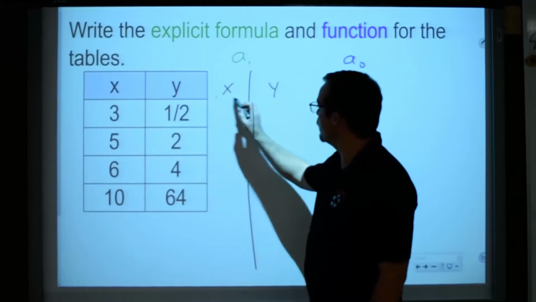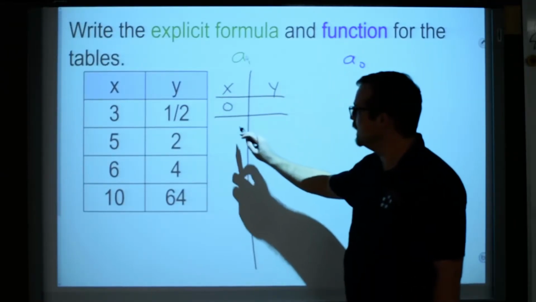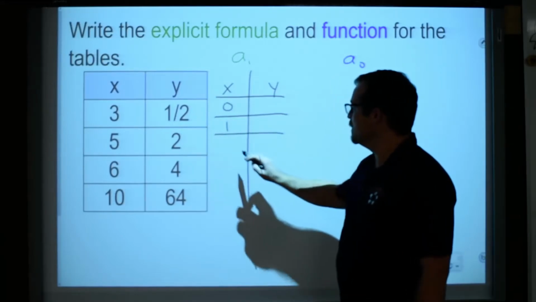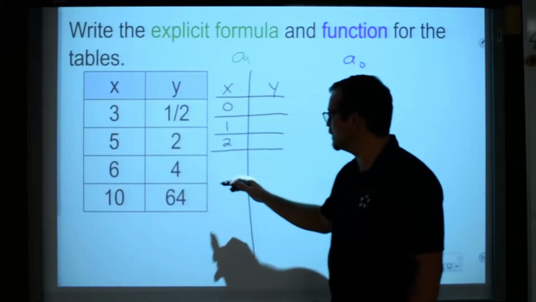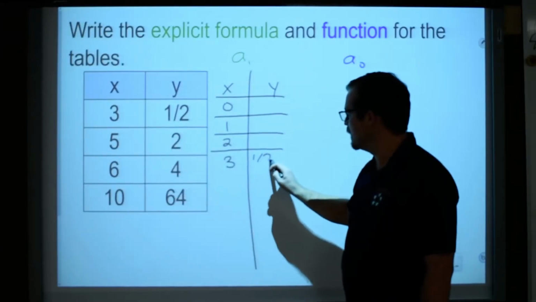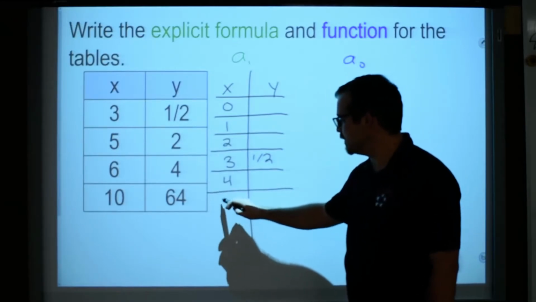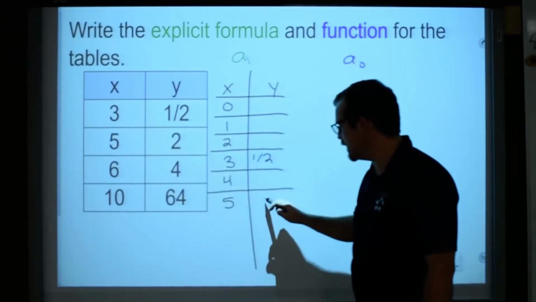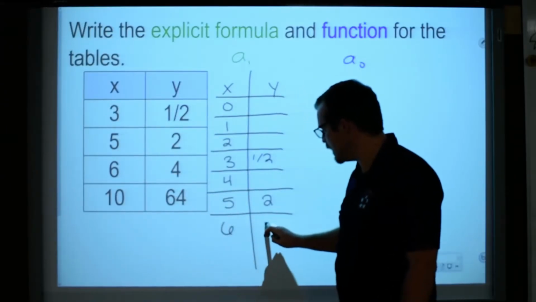So I'm going to go ahead and start off with my 0 term. I don't know what my 0 term is yet, so I'm not going to fill in the y. My first term, don't know it. My second term, don't know it, right? But I do know my third term. My third term is 1/2. My fourth term, not given. My fifth term is 2, right? And then my sixth term is 4. And I could stop here.